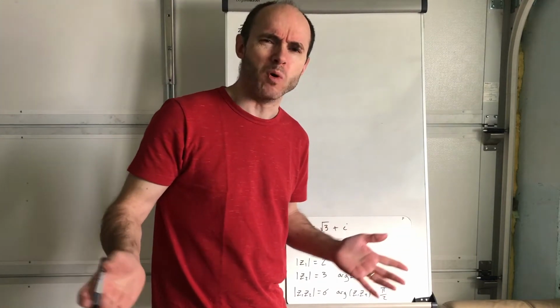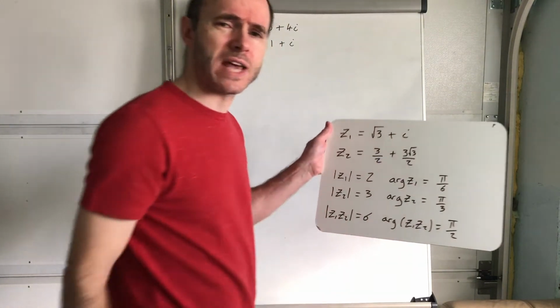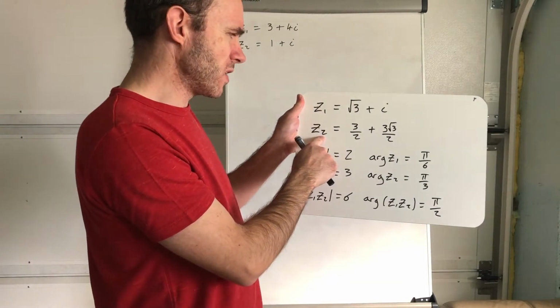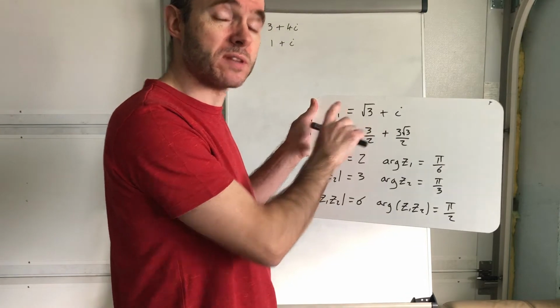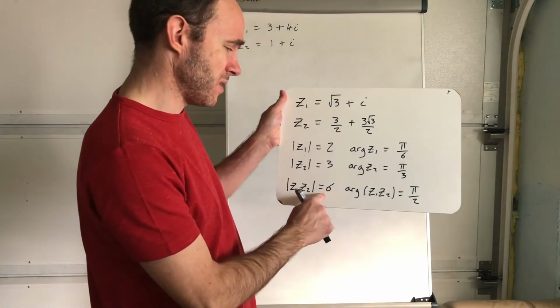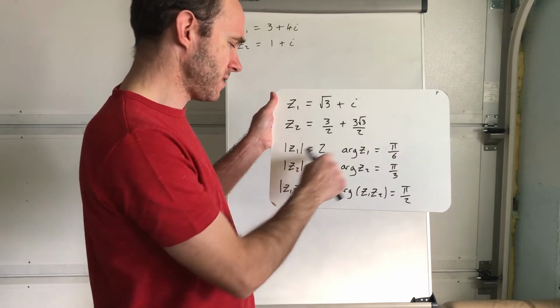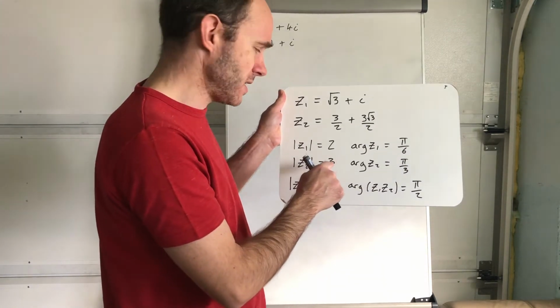Okay, so I've just cleaned my board. I've just summarised what we just had there. So we looked at Z1, Z2, these complex numbers. We looked at what the product of Z1 and Z2 was, then found the modulus and argument, and the answers were this and this. Separately, the modulus and argument of Z1 were this and this, and the modulus and argument of Z2 was this and this.